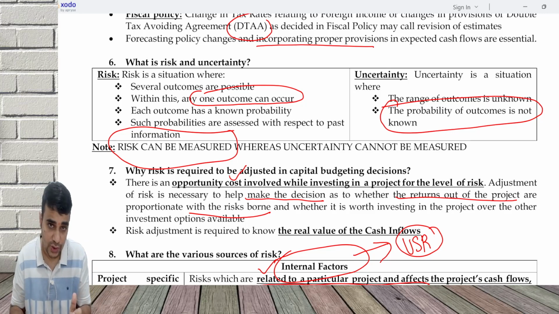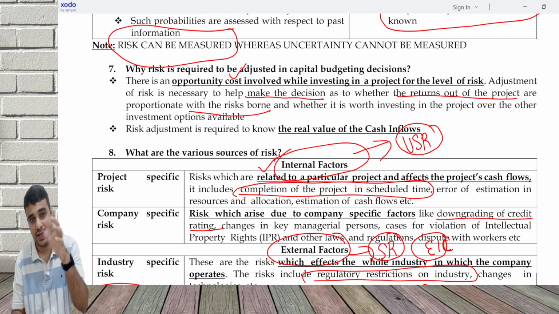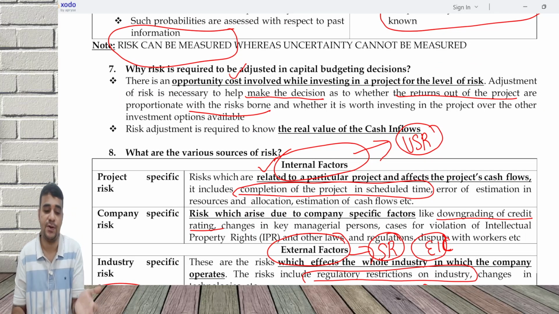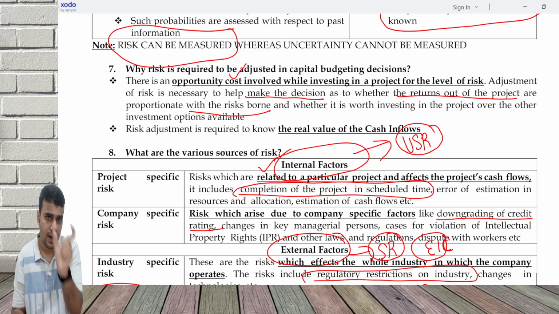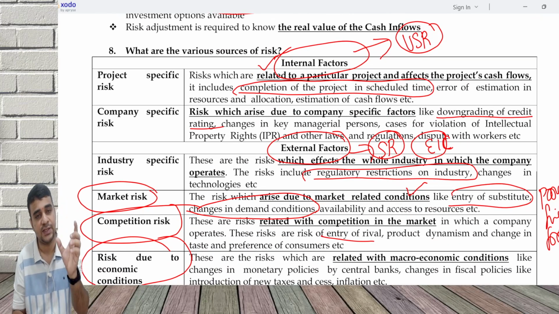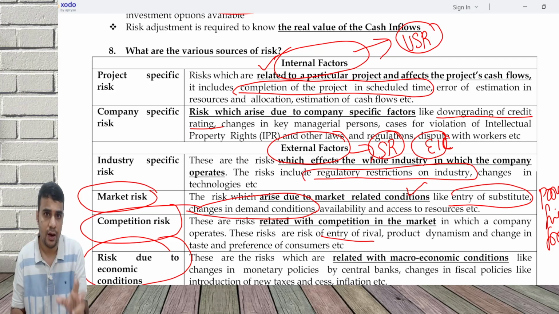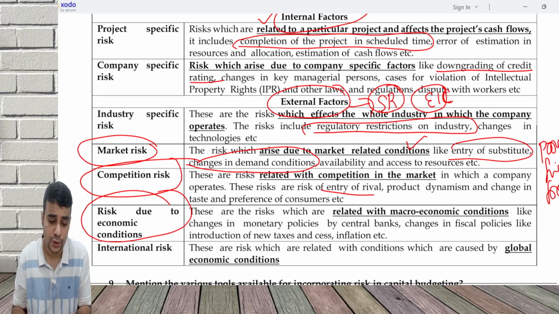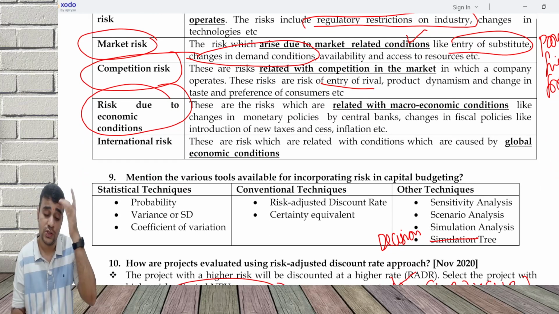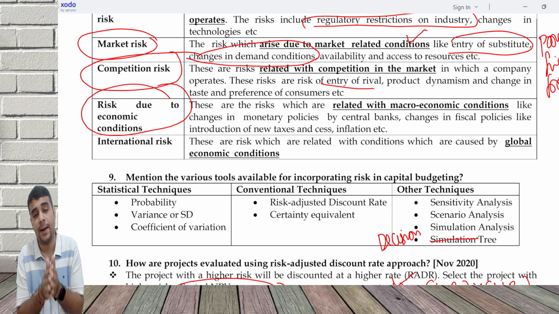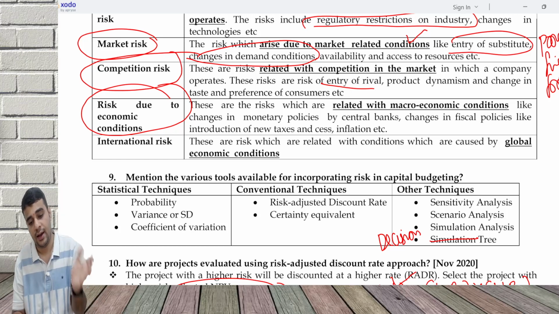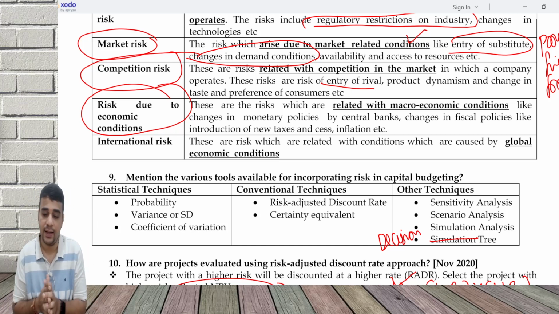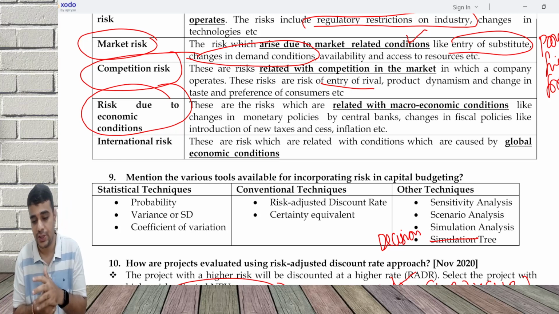What are the various sources of risk? Internal risk, which is unsystematic, project specific and company specific. External risk, which is systematic, related to the economy or the industry: industry specific, market risk, competition, and macroeconomic factors which need to be brought into our analysis. Various tools: statistical techniques like probability, standard deviation, and coefficient of variation; the conventional RADR and CEF approaches; and the newer techniques like sensitivity, scenario, simulation, and decision tree.